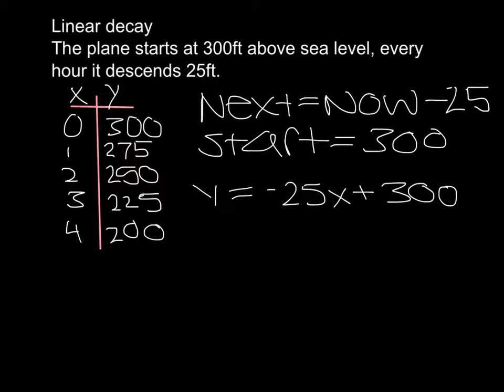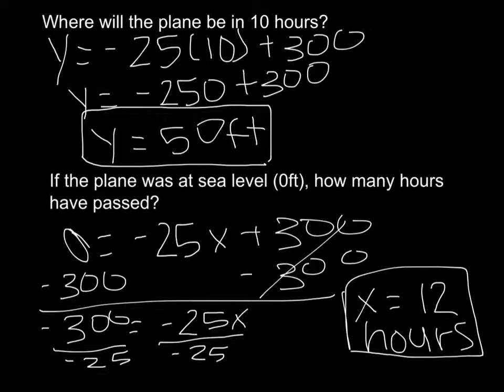For the table, you descend 25 feet down each time, so you subtract 25 each time you go. The first prediction is where will the plane be in 10 hours?